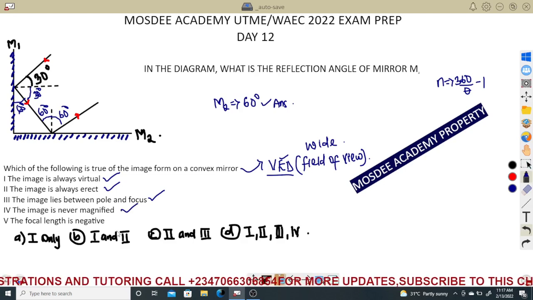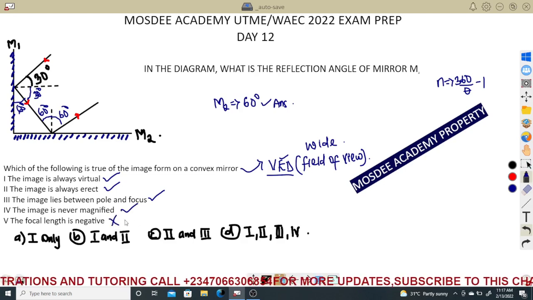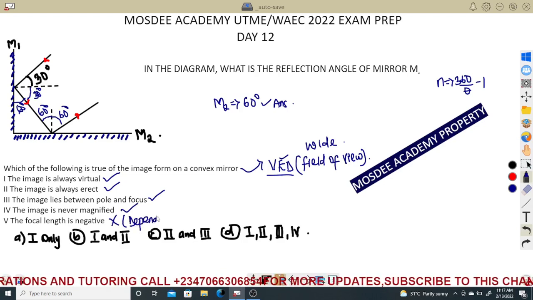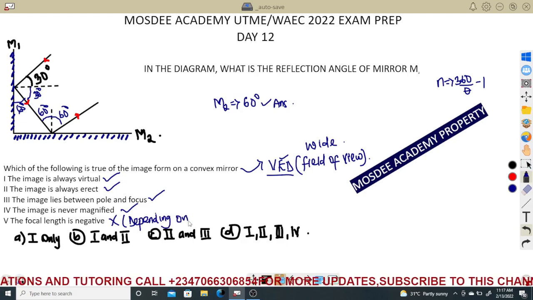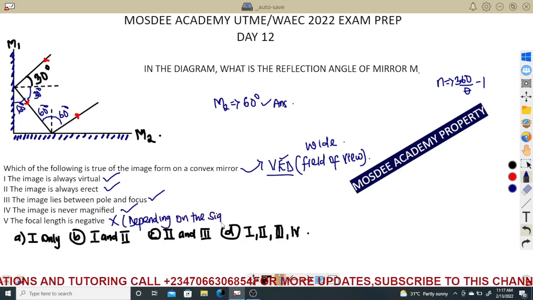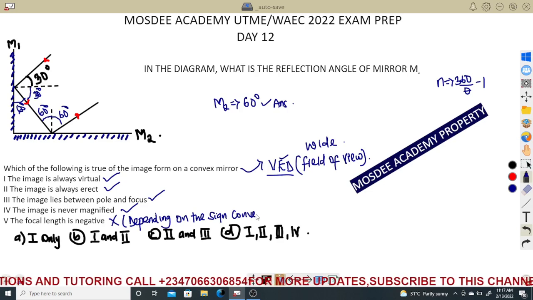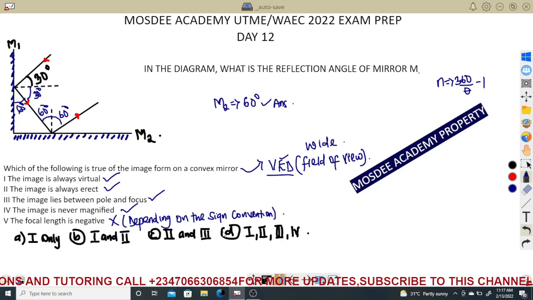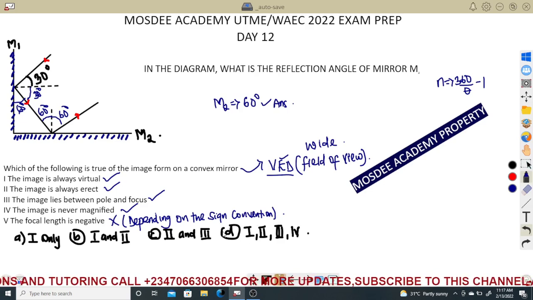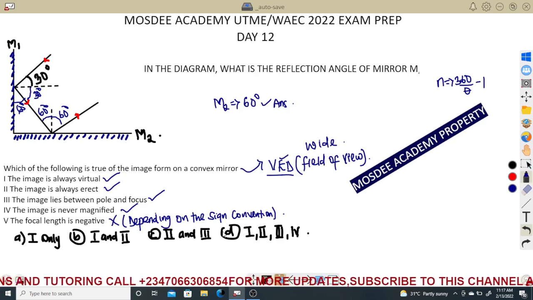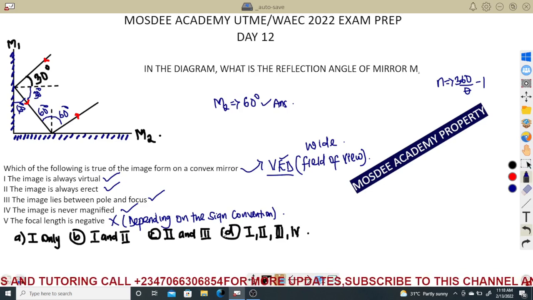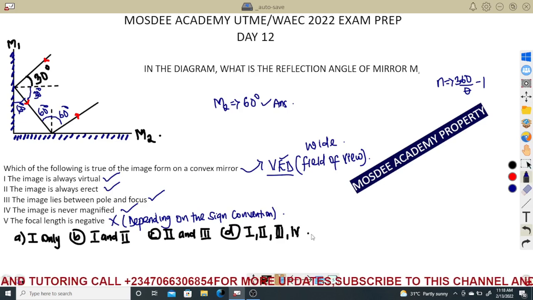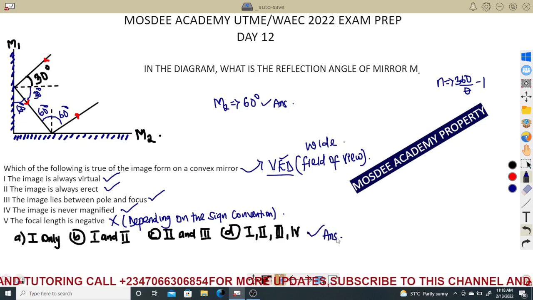The focal length is negative. Now, the focal length can be positive or negative depending on the sign convention used. The convention you are used to from the junior classes is real is positive and virtual is negative. It's a good convention, which is also applicable at A level. So, guys, the answer is Roman numerals 1, 2, 3, and 4, and I think option D is the right answer to that question.